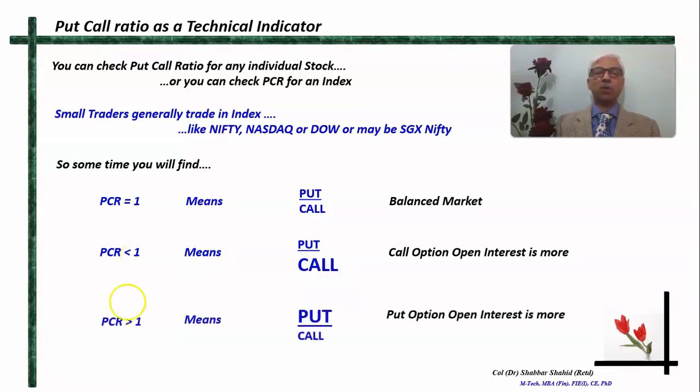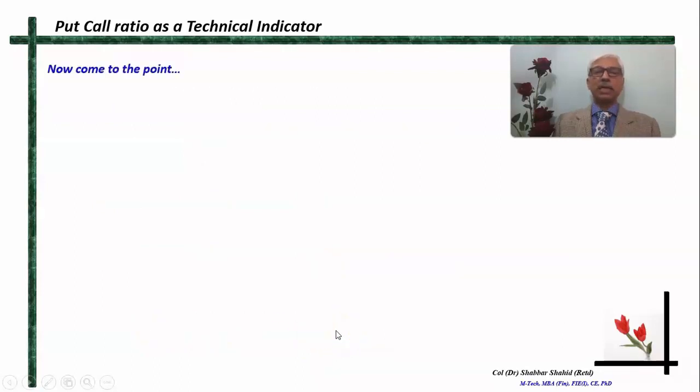Alright. And sometimes you may find that the PCR is more than 1. What does it mean and how does it happen? Simple again, simple mathematics. When the open interest in put option trade is more than what it is in the call option trade, the ratio will be more than 1. Simple mathematics, isn't it? So now we come to the point.